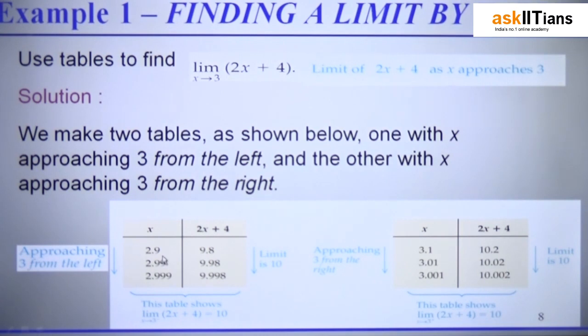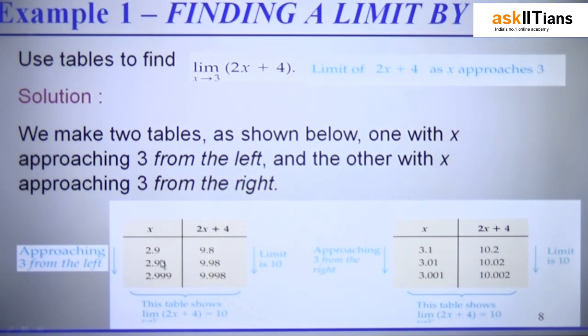So the first table signifies the values where we are approaching towards 3 from the left, and the values that x is going to take are 2.9, 2.99, 2.999. As this is a polynomial function, we are directly going to put the values inside the function. So for x equal to 2.9, the function will give me a value 9.8.